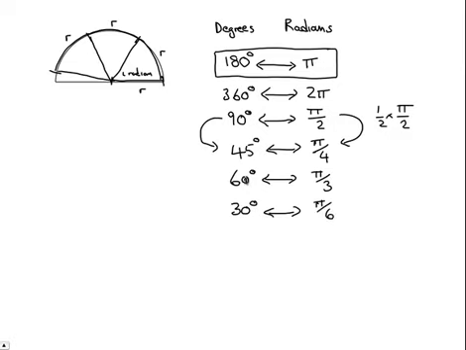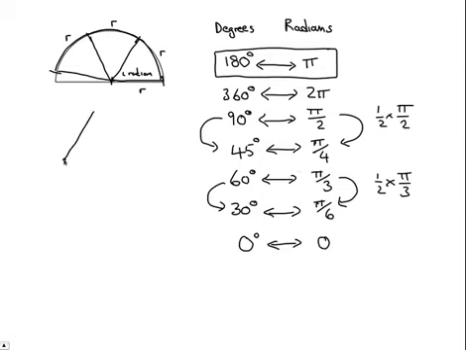Or we can half that to get 30, and we can half this to get pi upon 6. A half of pi upon 3, 1 times pi is pi, 2 times 3 is 6. So a half of pi upon 3 is pi upon 6. So there's a whole load of equivalents, and obviously 0 degrees, 0 radians, there's 0 of them. So there's a whole load of equivalents.